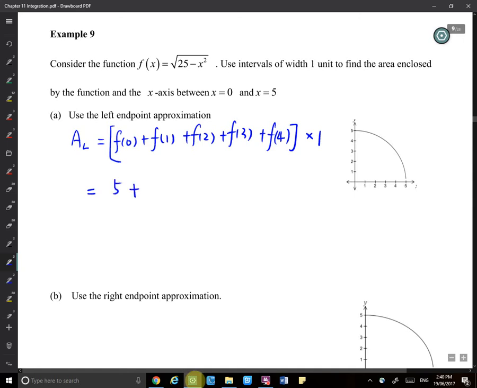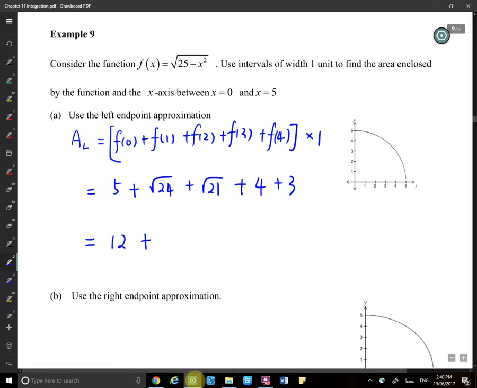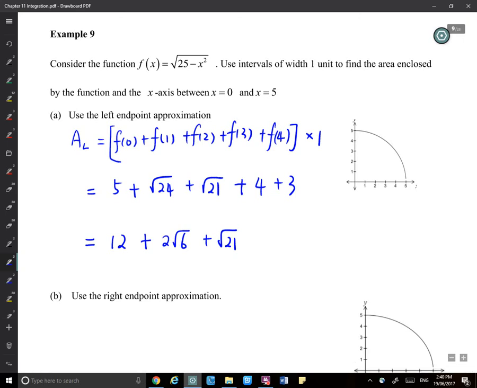f(0) is 5. f(1) is square root 24, f(2) is square root 21, f(3) is square root 16, which is 4, and f(4) is 3, and you times by 1. Then we have 5 plus 4 plus 3 is 12, 12 plus square root 24, which is 2 root 6, plus square root 21. That's the approximate area.